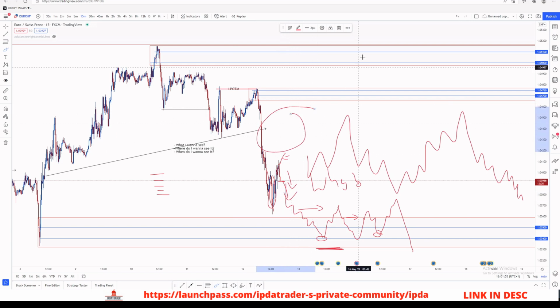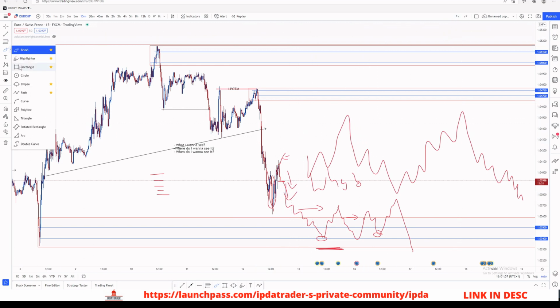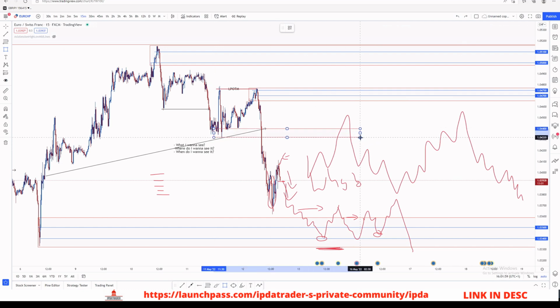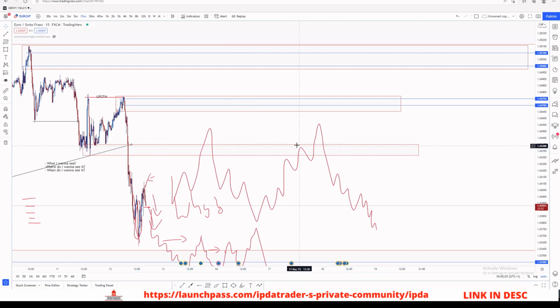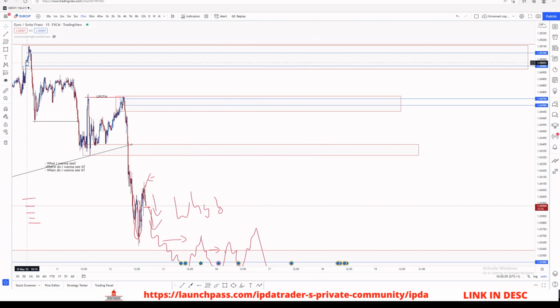Not gonna FOMO anywhere here. Once again, potential key level as well. Previous lows over here taken out, imbalance to the right. If you're in the mentorship, you know what this means. You could look for key levels over here as well, right?